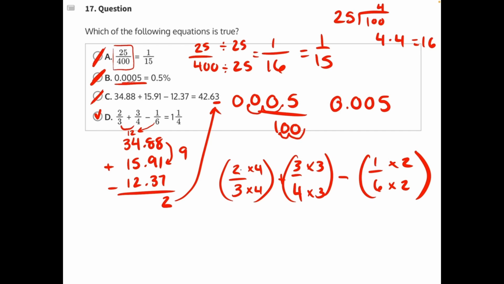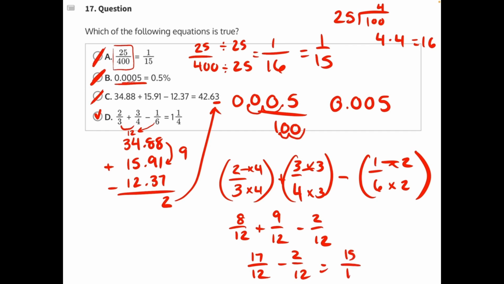So now we can do our math. 2 times 4 will give us 8 over 12, plus 3 times 3 will give us 9 over 12, minus 1 times 2 will give us 2 over 12. 8 plus 9 will give us 17 over 12, minus 2 over 12, which will give us 15 over 12.